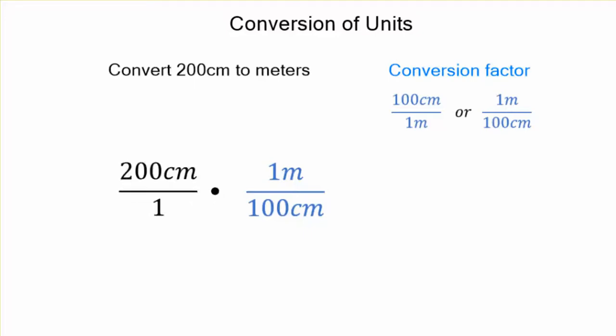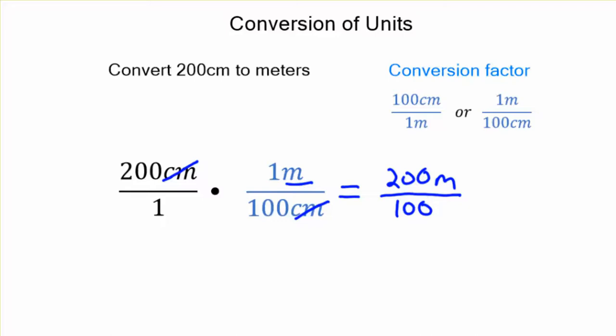Again, we're going to put 200 centimeters over a 1, so we can just do top times top, bottom times bottom. Now, we'll see that centimeters is both on top and the bottom. We can just eliminate those. And meters is going to be left on top. So when we multiply 200 times 1, we're going to get 200 meters. And on the bottom, we're going to get 100.